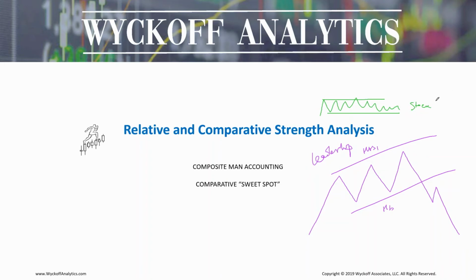Yes, the stock is stronger because the stock is making higher highs, higher lows, the market is flat. Okay, how about this? The market is doing this, effectively in the downtrend. Is the stock stronger or weaker? Stronger, absolutely.